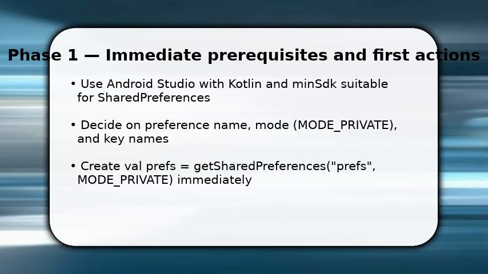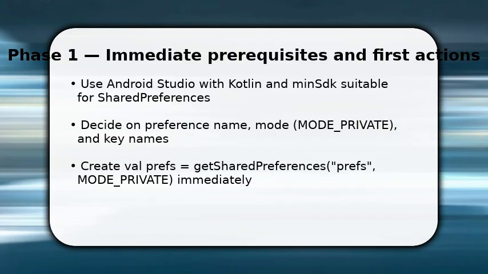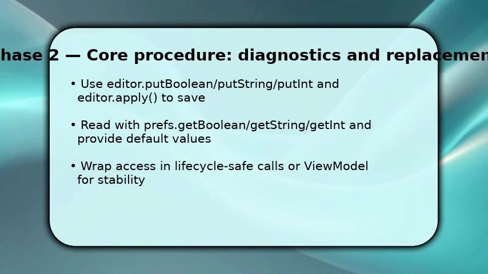You'll also want an editor reference, val editor = prefs.edit(). This lets you write values. First actionable step: write a sample key like isFirstRun boolean, and commit or apply the change to persist it. Now you implement saving and loading logic.